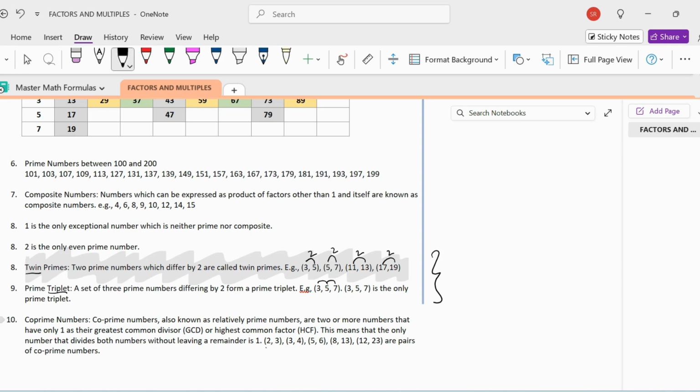Now look at the examples: 2, 3. The common factor between 2 and 3 is just 1. Similarly, 3 and 4 is 1. 5 and 6 is 1. 8 and 13 is 1. 12 and 23 is 1.